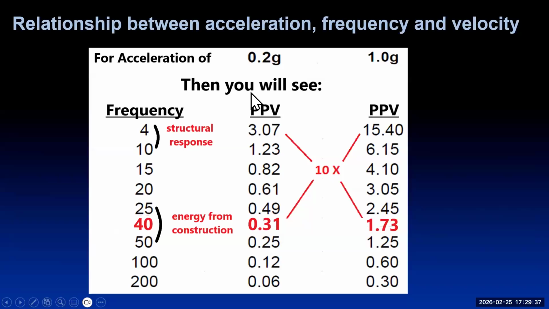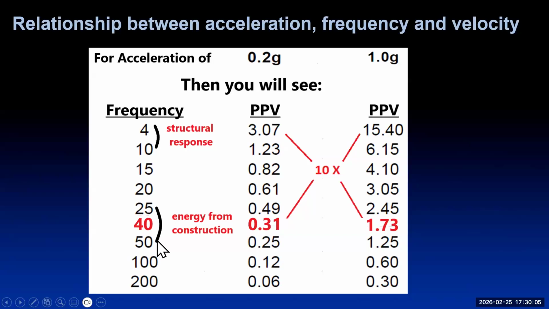One other relationship between acceleration, frequency and velocity, and again, it goes back to that issue of time history. If you have a 40 hertz response of 0.2 Gs, at 40 hertz you get 0.31 inches per second peak particle velocity. If it's actually at 4 hertz, you get 3 inches. So it's a 10-fold factor.